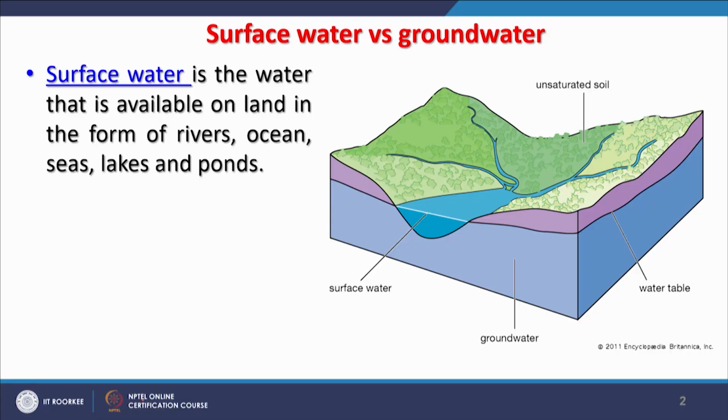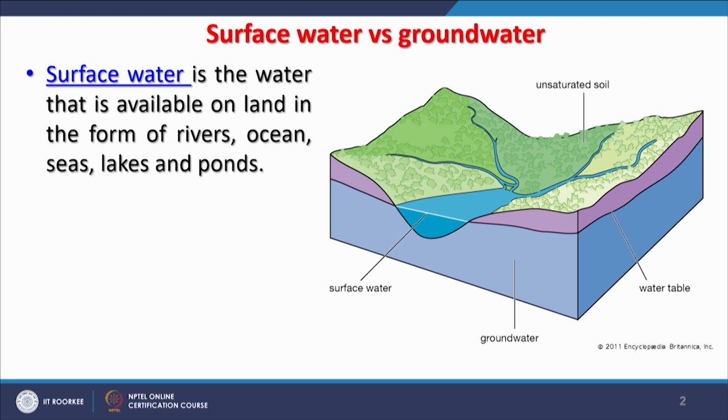Of course, the source of water is one, that is rainwater or precipitation, but it is either on the surface or in the subsurface. Surface water means the water which is available on land in any form, and that form may be river, ocean, lakes, seas or ponds. Local ponds are also very common, and these also serve as very good groundwater recharge.